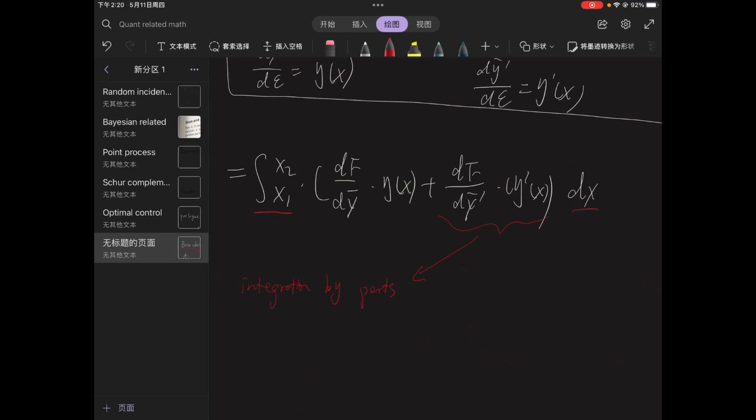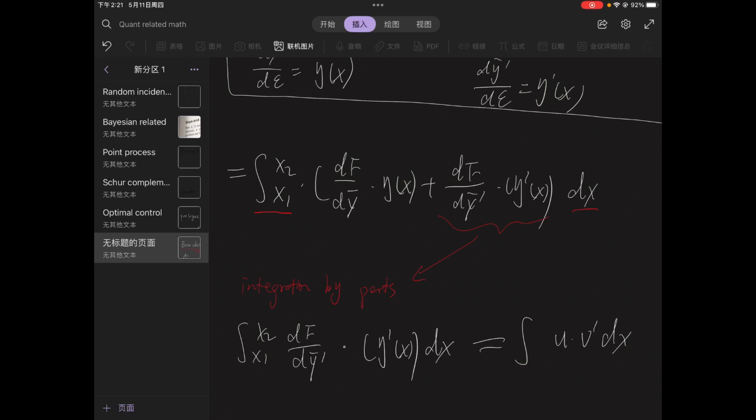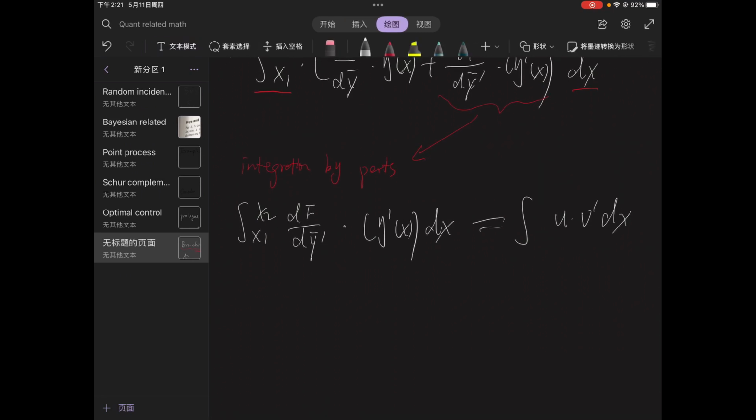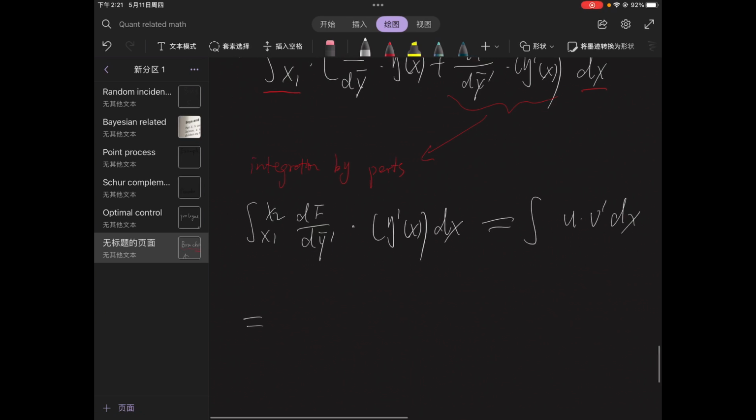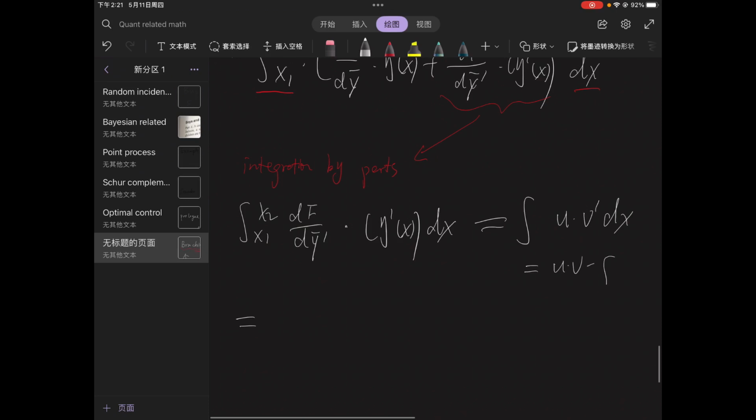I take this whole thing out. So integral, let's change back to white. It's the integral from x1 to x2 of this ∂f/∂y' times this dx. We can consider it as the integral of u times v' dx, which is equal to u times v minus the integral of v u' dx.